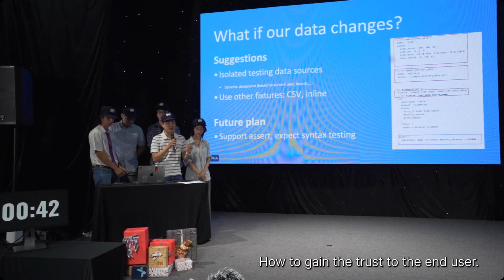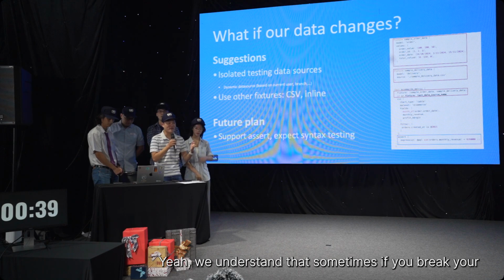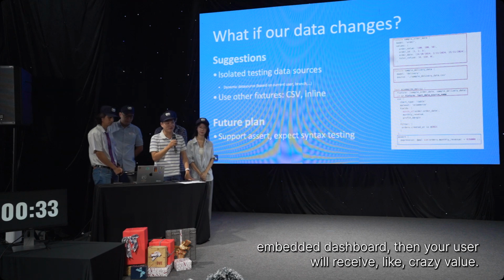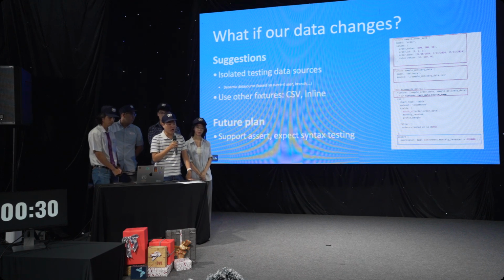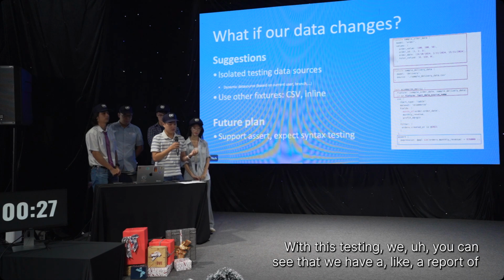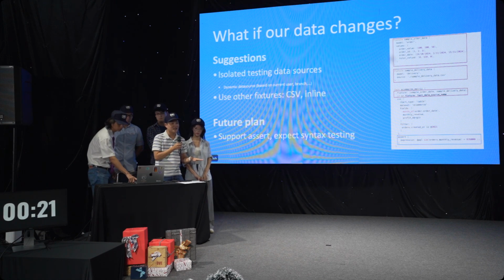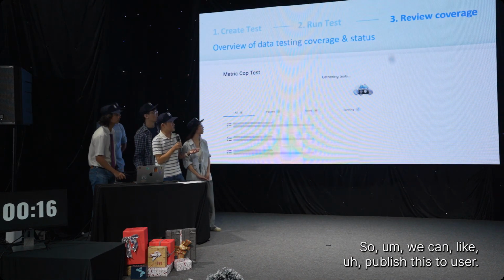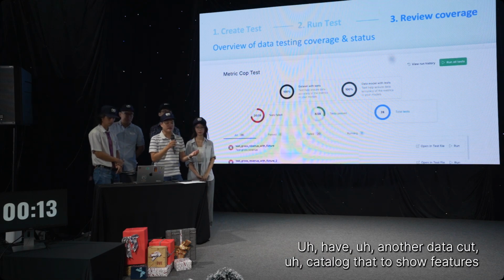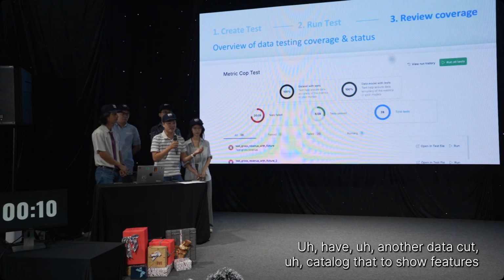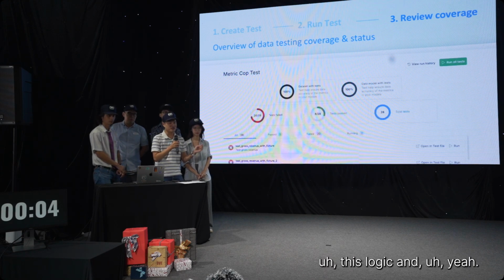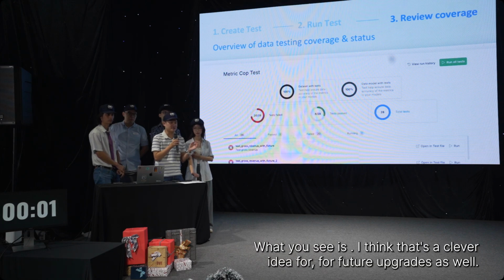You asked how to gain the trust of the end user. Yeah, we understand that sometimes if you break your embedded dashboard, your user will see crazy values. With this testing, you can see that we have a report of the coverage and the testing status. So we can publish this to the user, or have another data catalog to show the user that we already tested this logic, and what you see is really correct.